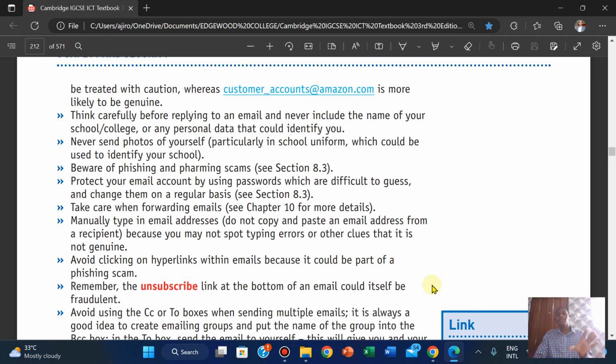Think carefully before replying to an email. Never include the name of your school or college or personal details that could identify you. Never send photos of yourself, particularly in uniforms, which could be used to identify your school. Beware of phishing and pharming scams.